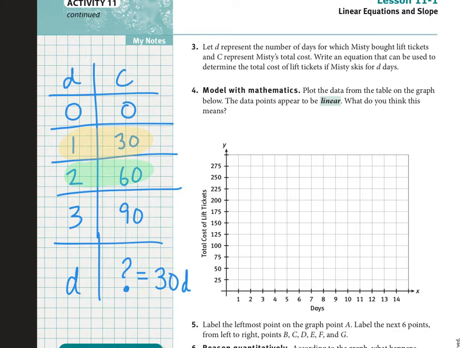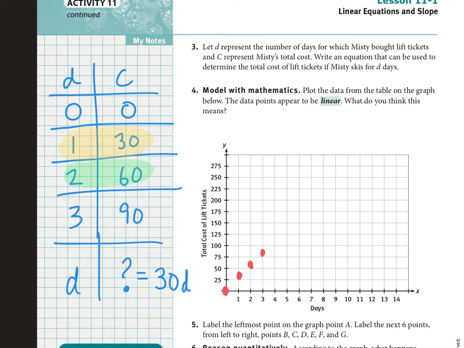Okay, so let's plot these points on the graph below, see why we think it appears to be linear. Okay, so we have the point 0, 0. For 1 day, it was $30, so I'll try to approximate where 30 would be. 2 days was 60. 3 days was 90.